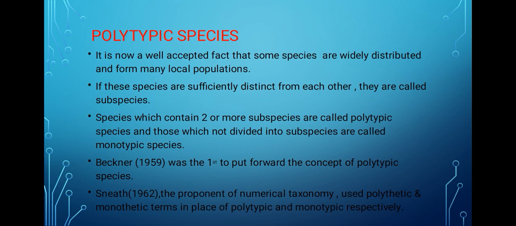So first, polytypic species. It is now a well accepted fact that some species are widely distributed and form many local populations. If these populations are sufficiently distinct from each other, they are called subspecies. A species which contains two or more subspecies is called a polytypic species, and those which do not contain subspecies are called monotypic species. Beckner in 1959 was the first to put forward the concept of polytypic species. Sneath in 1962, the proponent of numerical taxonomy, used the terms polythetic and monothetic in place of polytypic and monotypic respectively.